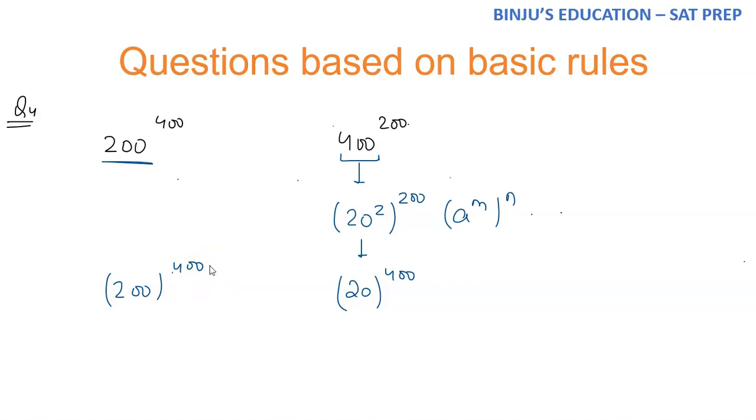Now it may happen that it doesn't strike you that 400 is a square of 20. It may happen that, okay, so what can we do? What else can we do? Is there an alternate way? So yes, there is an alternate way.